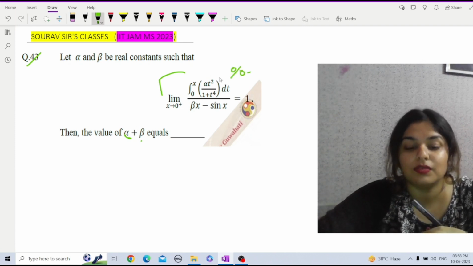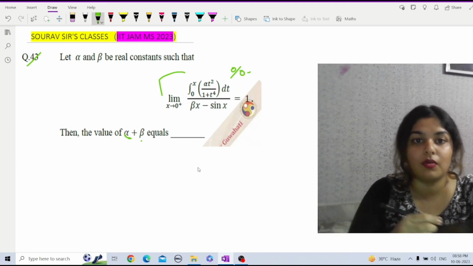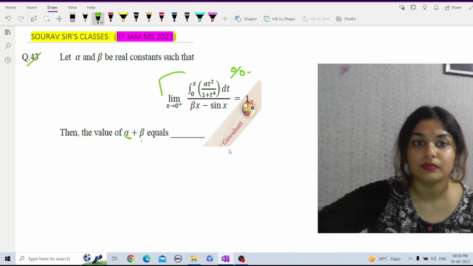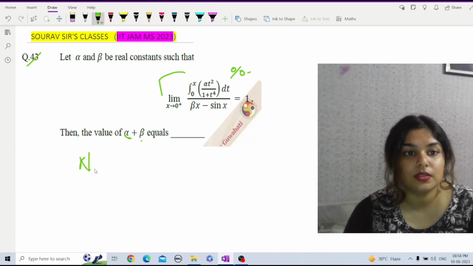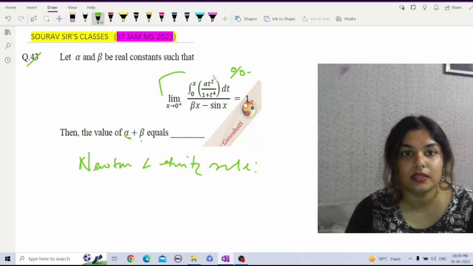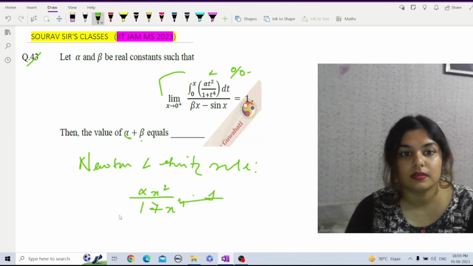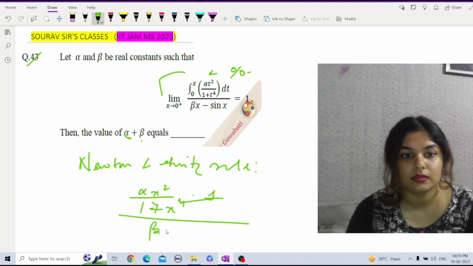So in order to calculate it, we can use our Newton-Leibniz rule, right? That is using the derivative. So using the rule, what can we get here? Newton-Leibniz rule. So that is what will here become: this numerator will become alpha x square by 1 plus x to the power 4 into 1, right? And the denominator, here this will be beta minus cos x.